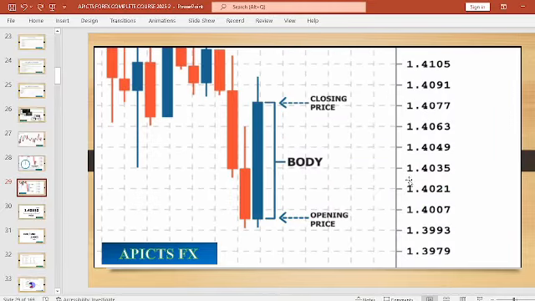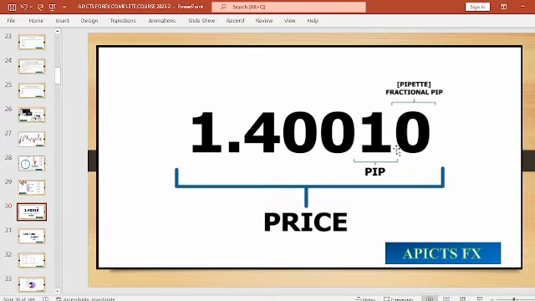If price moves from 1.4007, like the opening price there, and closes at 1.4077, if you subtract this from this, it will give you 70. It means the price has moved 70 pips within this time frame. The pip is the fourth decimal place, and when it is increasing, the pips are increasing. When it's coming down, the pips are coming down.